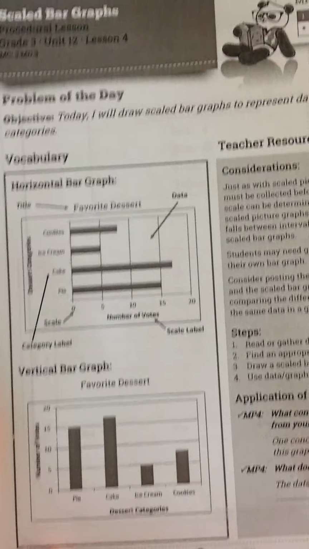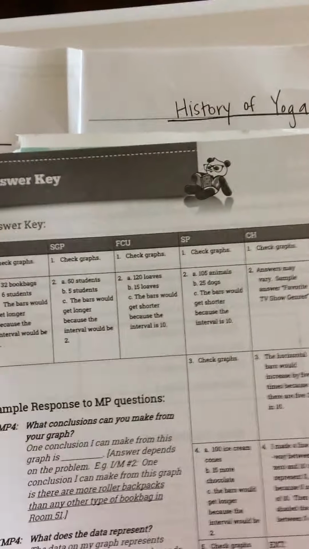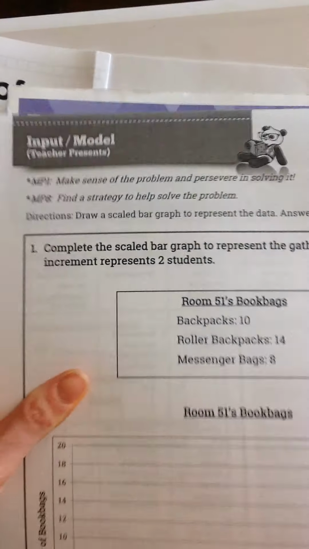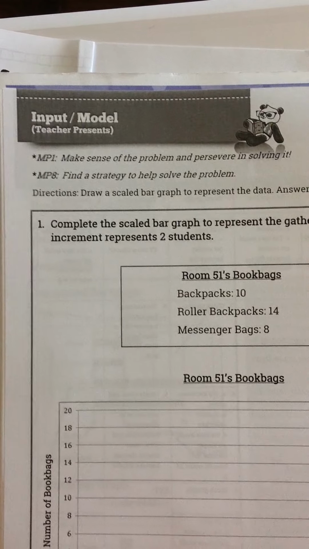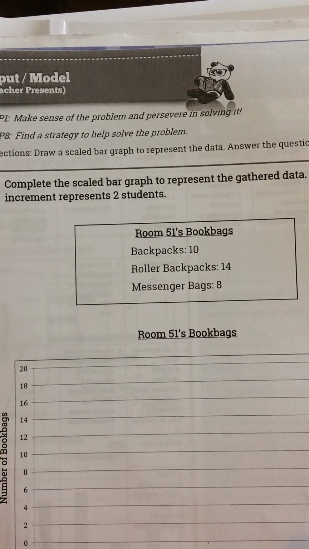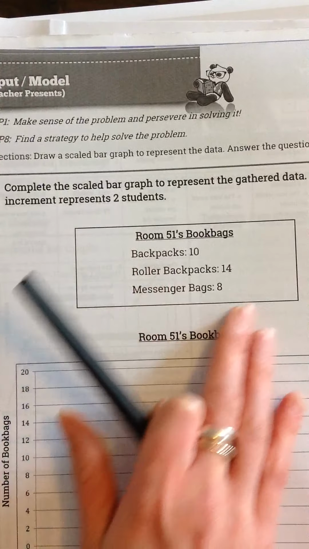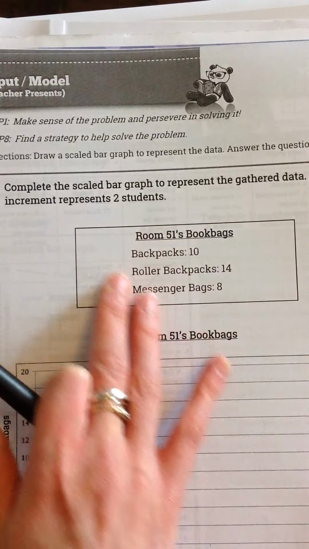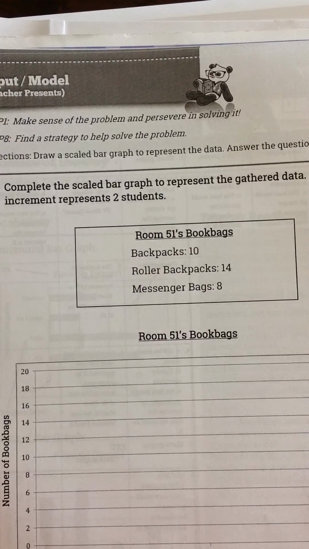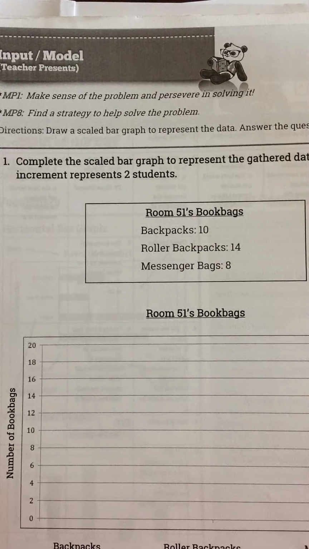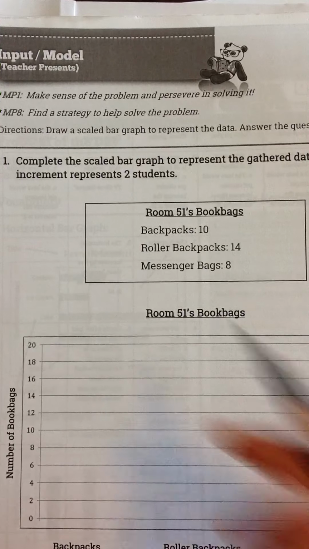Okay, so I am going to flip the page and go to the input model. Again, I apologize that this is zoomed in so much. So look at this. There's an empty bar graph. You know what that means? That you need to complete the scaled bar graph to represent the gathered data. Remember that this is data. That's our information after surveying Room 51's book bags, and it tells us that each increment represents 2 students.